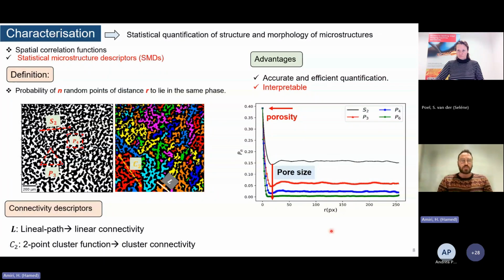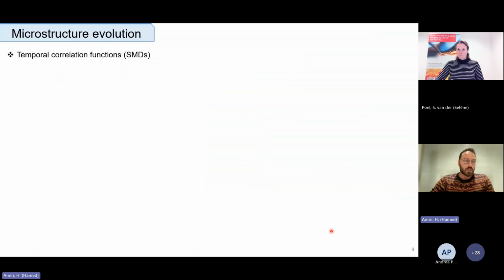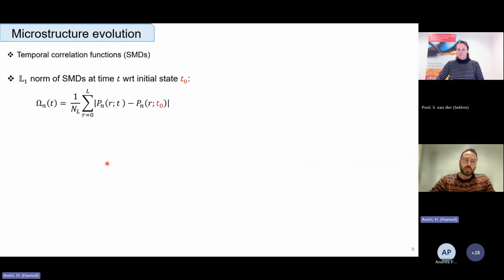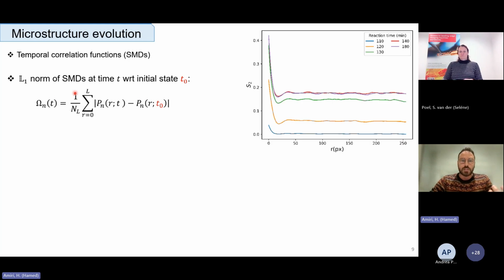So these are the tools that you can use to quantify one image, one snapshot. And to quantify the microstructure evolution, we use a metric called the omega metric, and it simply calculates the L1 distance between the SMDs at time t with respect to the initial curve at time 0, for example, at the beginning of your experiment. But it also can be any reference point in your experiment. So here it shows the 2-point correlation, but you can calculate the distance between each curve at each time with respect to the initial curve.